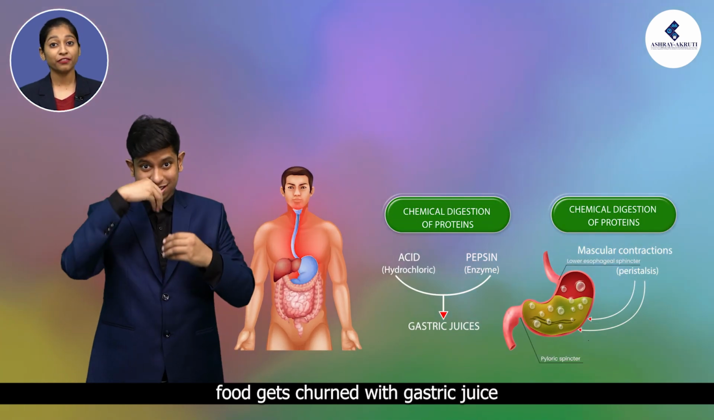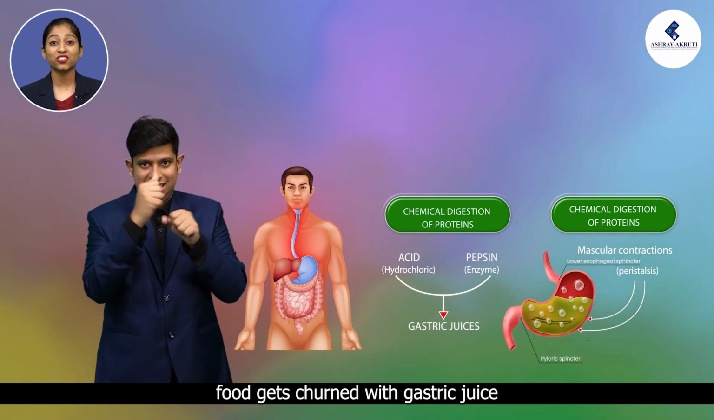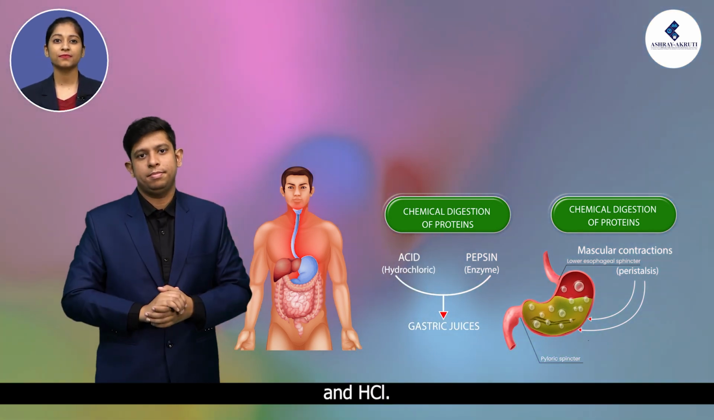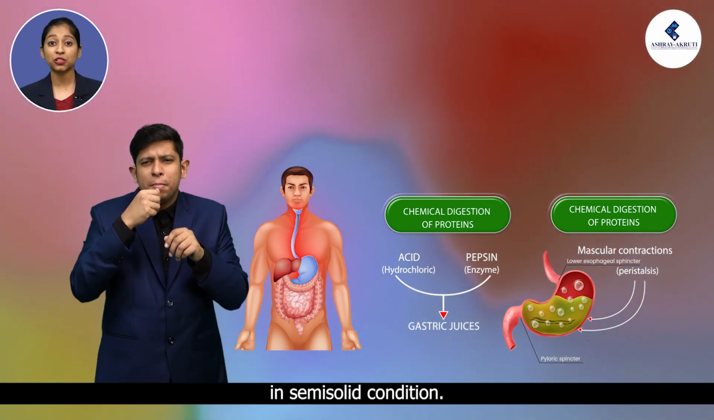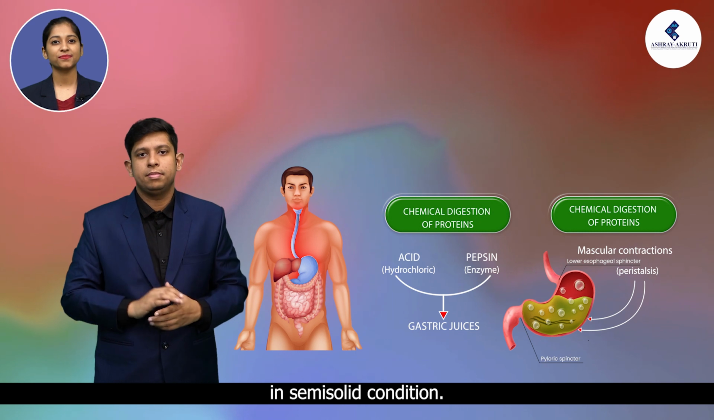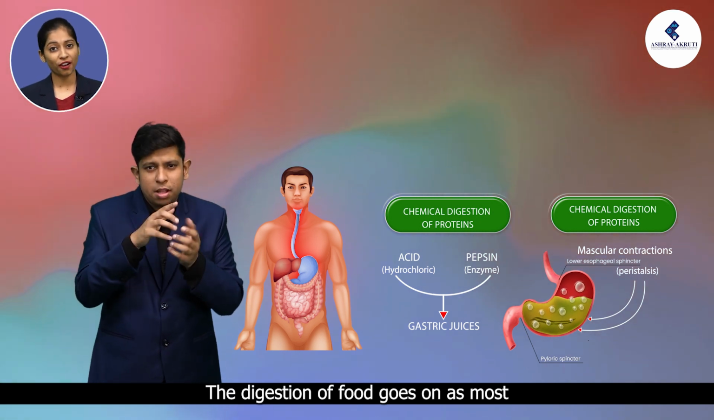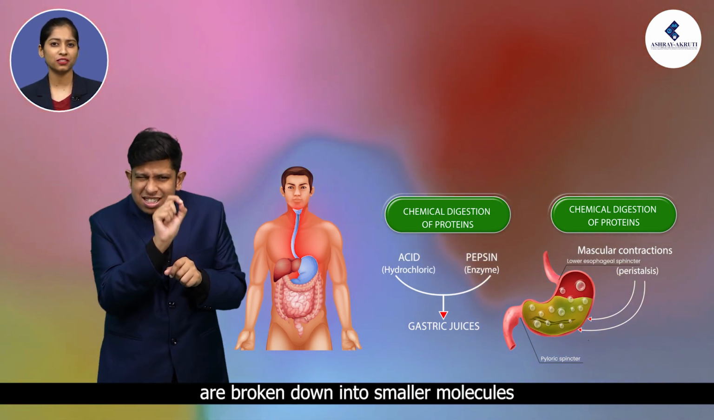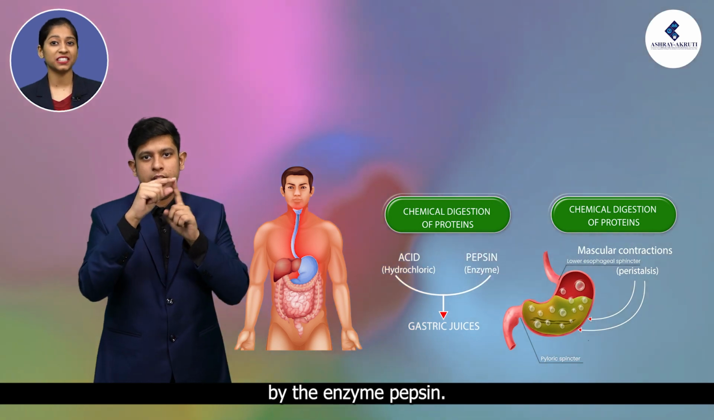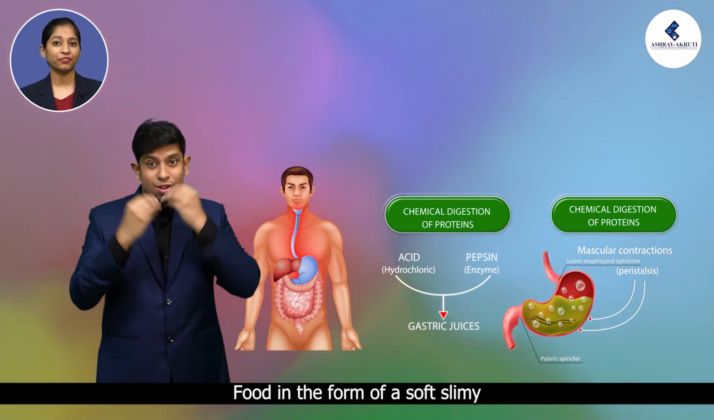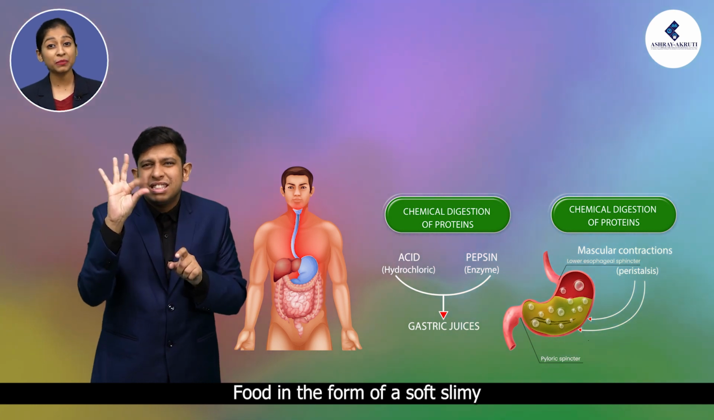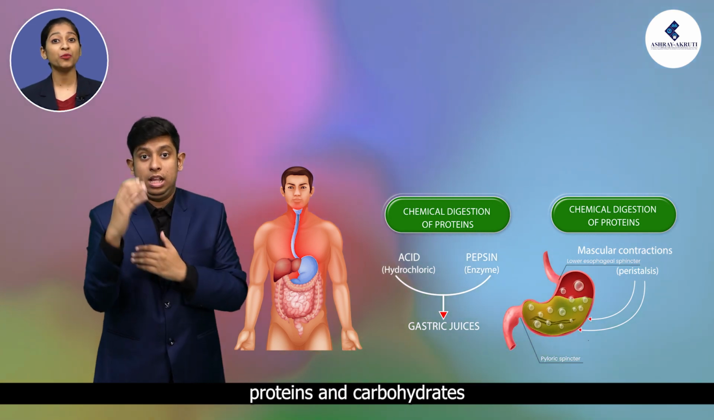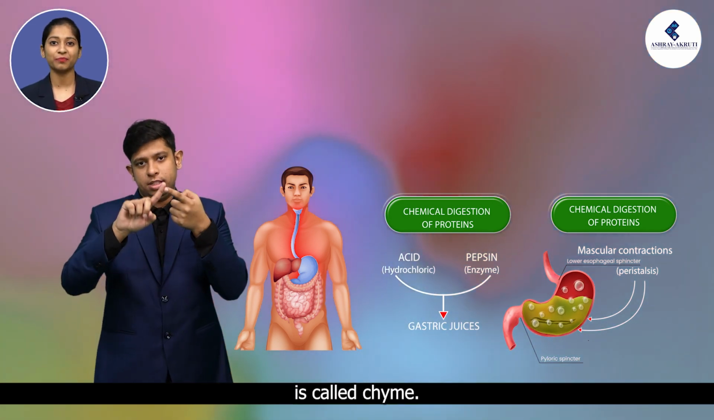In the stomach, food gets churned with gastric juice and HCl. Now, the food is in semi-solid condition. The digestion of food goes on as most proteins are broken down into smaller molecules by the enzyme pepsin. Food in the form of a soft, slimy substance, partially broken down proteins and carbohydrates is called chyme.